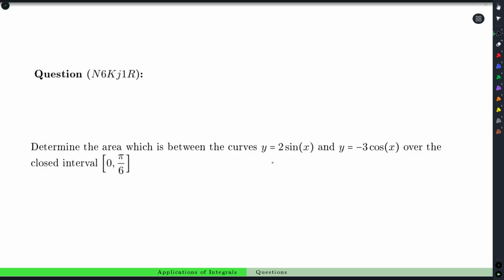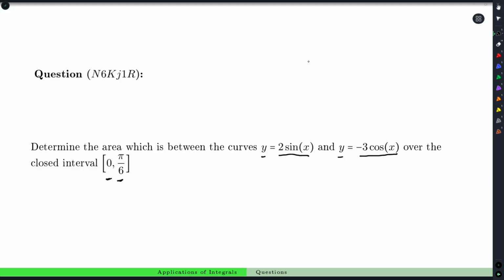Determine the area which is between the curves y equals 2 sine x and y equals minus 3 cos x over the closed interval from 0 to pi by 6. Okay? So we've got two curves, we've got an area. We do have bounds here, which is good because sine and cosine weave in and out of each other.